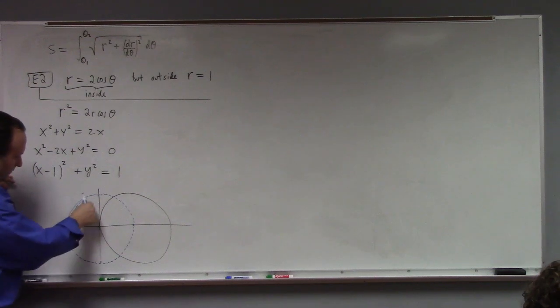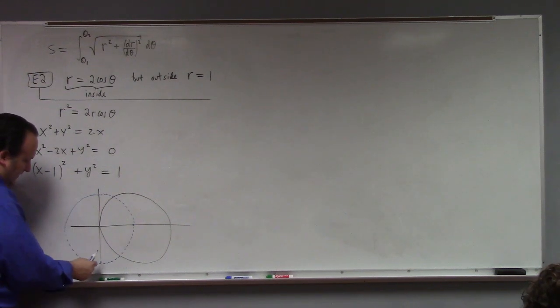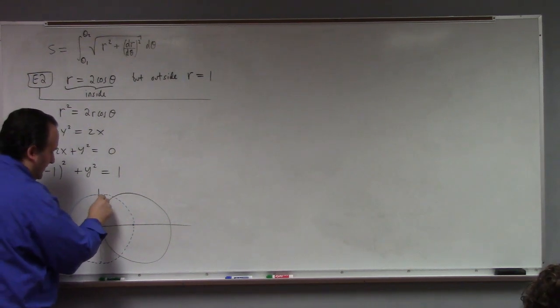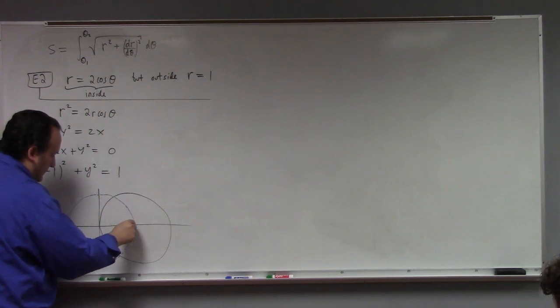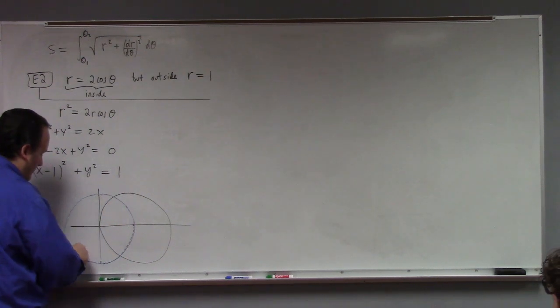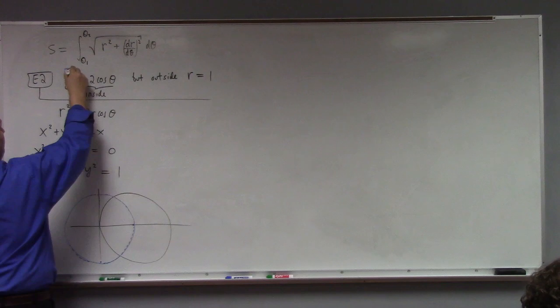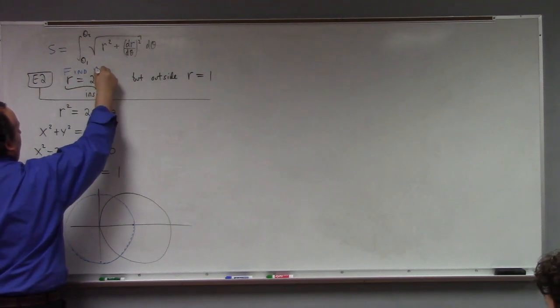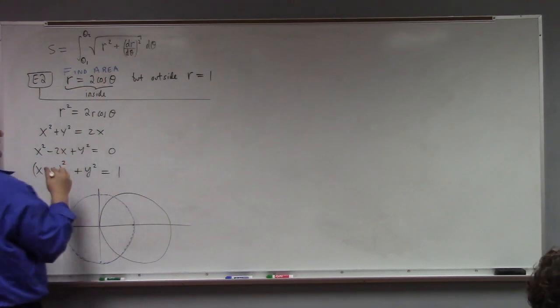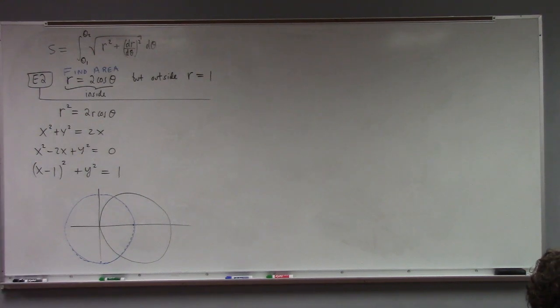I tried anyway. So there's your unit circle. Now, let's look at the problem statement. Does it make sense what's being asked? We're supposed to find the area. I'm missing the words "find area." Find area inside r equals 2 cosine theta, but outside r equals 1. Where is that?